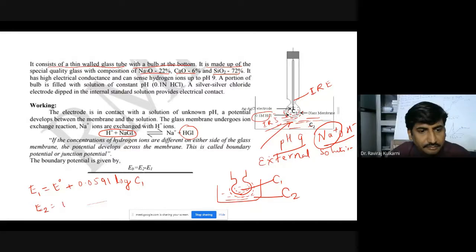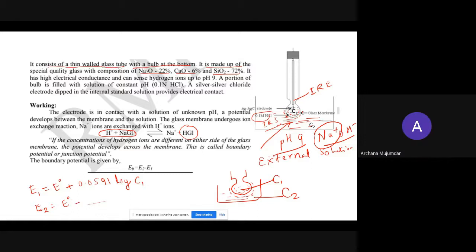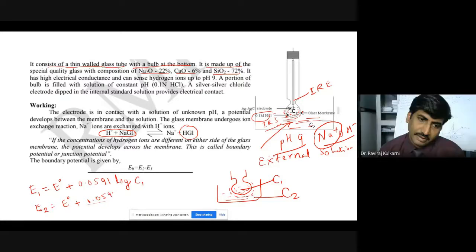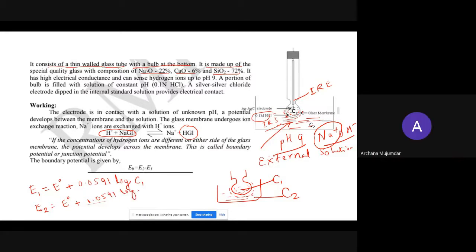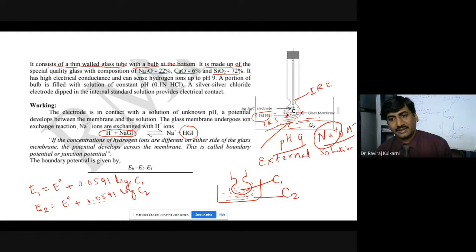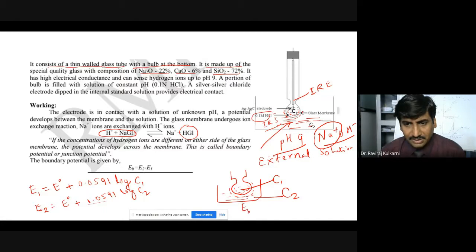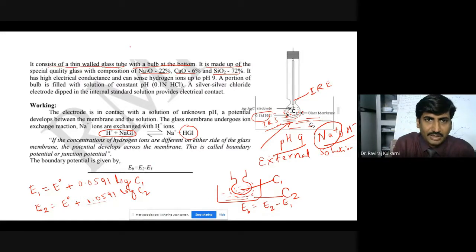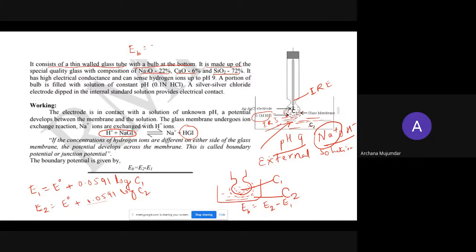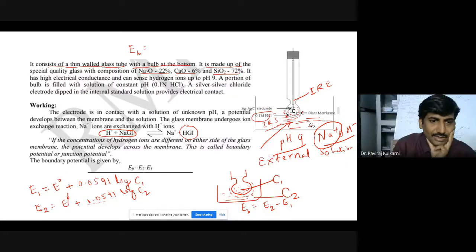Similarly, I can write E2 also. E2 is equal to E0 plus 0.0591 log C2. Now, what is the boundary potential? The potential developed across the membrane, that is E2 minus E1. Now E2 minus E1, you tell me what I should write here. EB is equal to E2 minus E1.